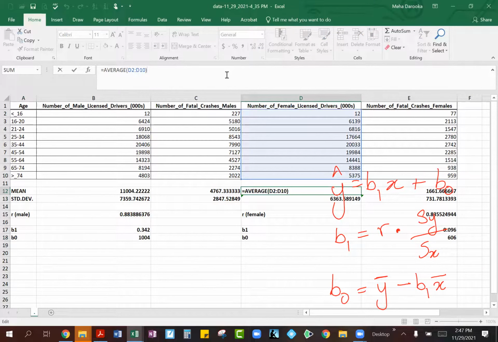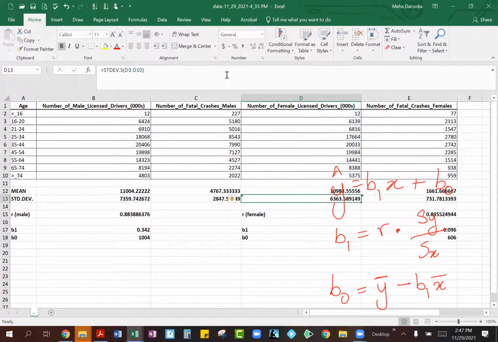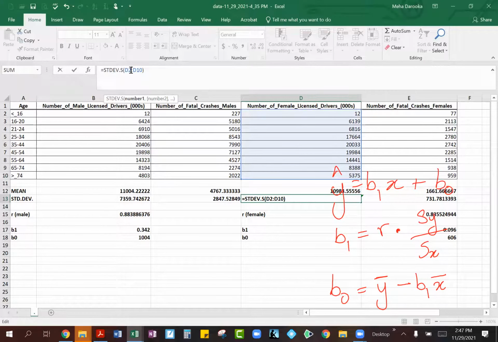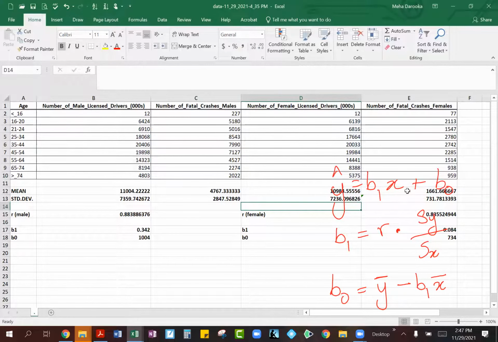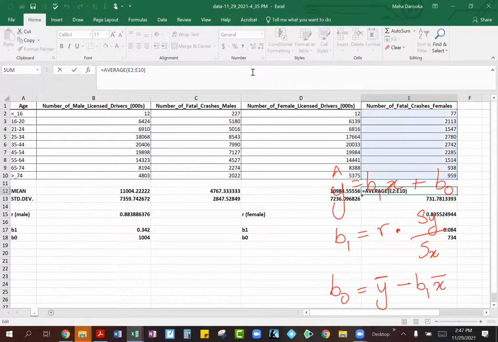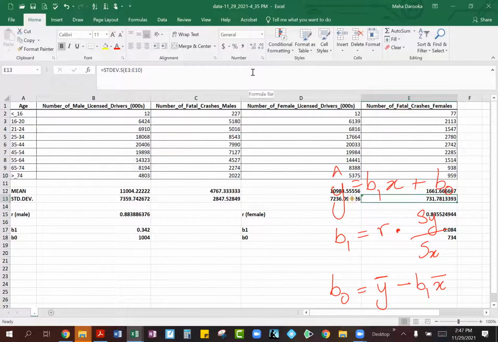This is going from D2 to D10. That looks good. Same thing happened here. I left out my first row, so this should be fixed. On the fatal crashes side, we have 2 to 10, so that looks good. And I'm sure we need to fix this guy. So 2 to 10.